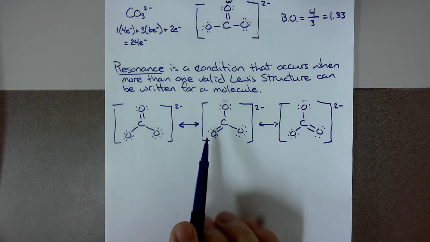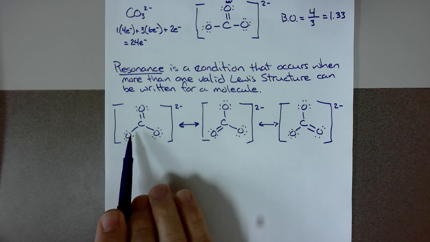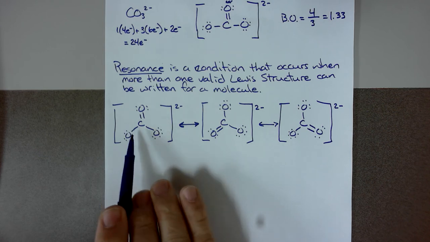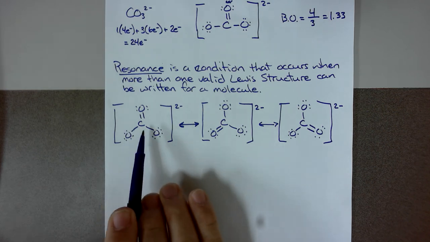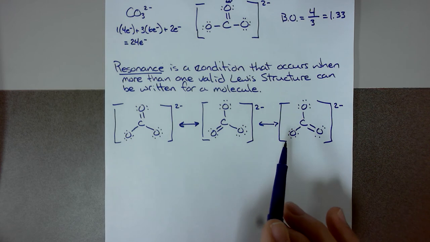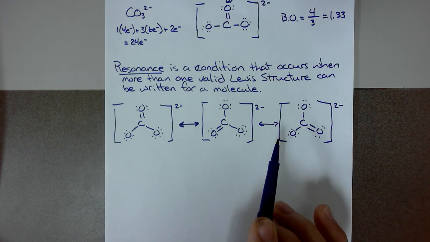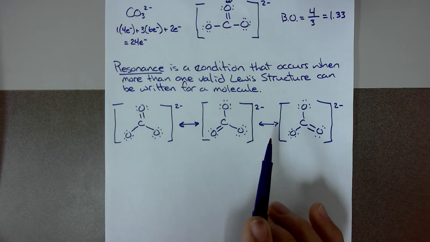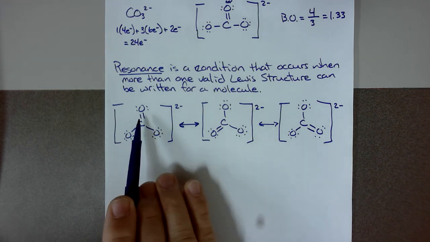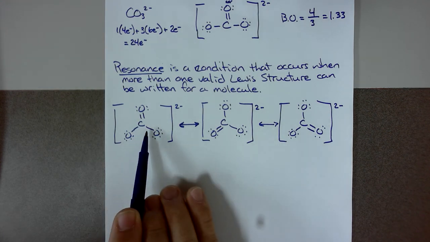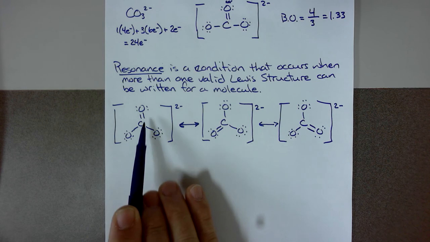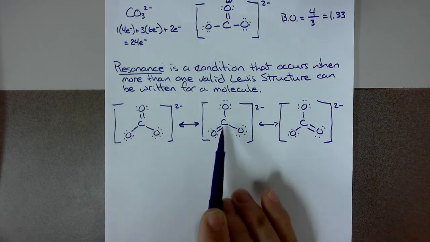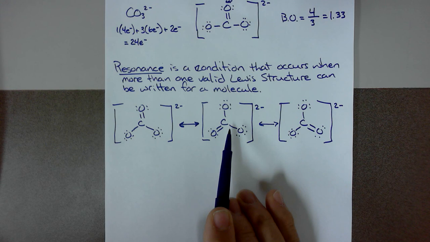And so it's not like we have bonds that are single, single, double. We really have bonds that are about 1 1/3 each in strength and in length. In other words, remember how we said a double bond is shorter and stronger than a single bond? But in this case, they're all the same strength and length because they are shared equally.